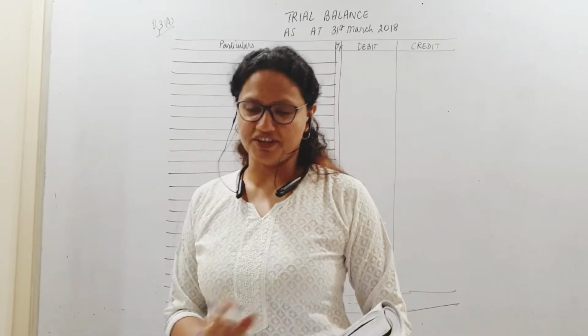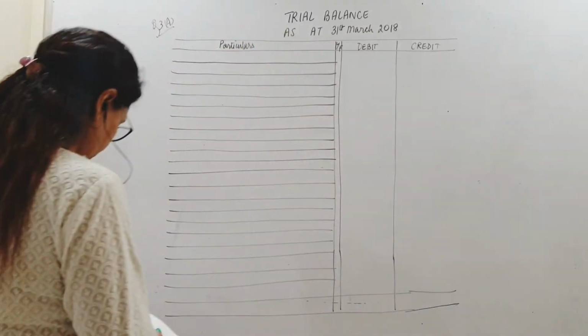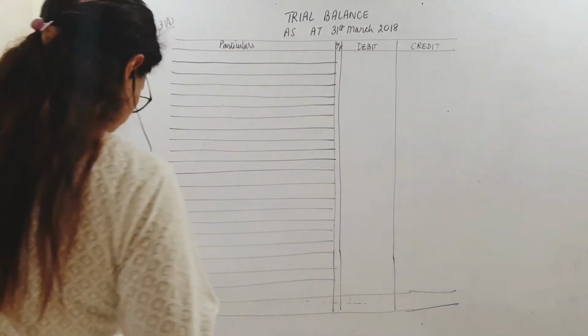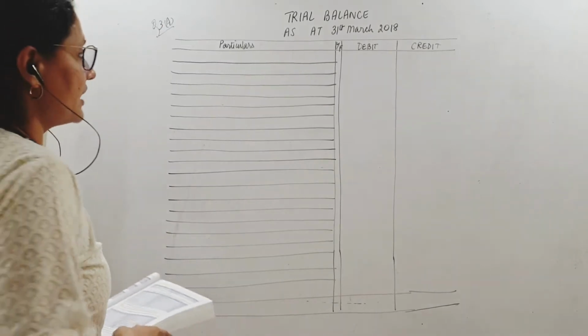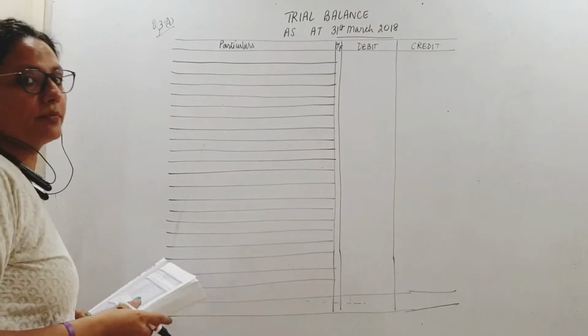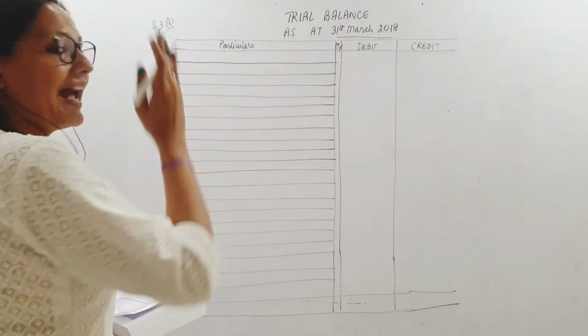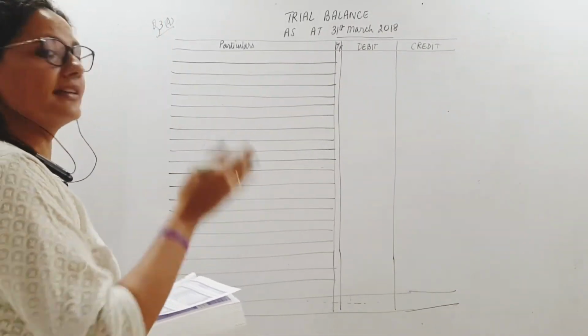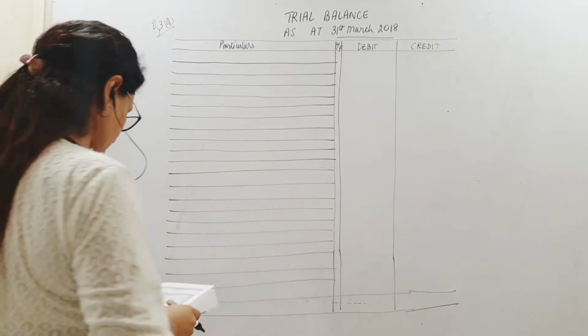So you have the sum with you and I have the sum here. So let us start with it. Prepare the trial balance from the following balances on 31st March 18. This date is very important, because a trial balance is always prepared on a particular date and you will write "as at", meaning as on this date, these are the balances of ledger accounts.